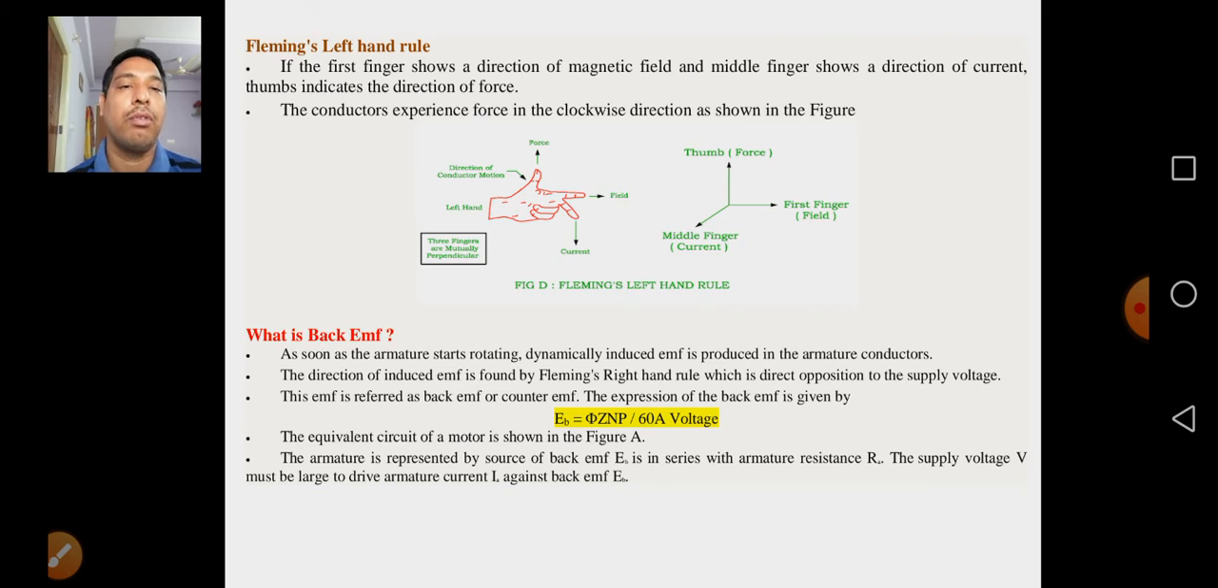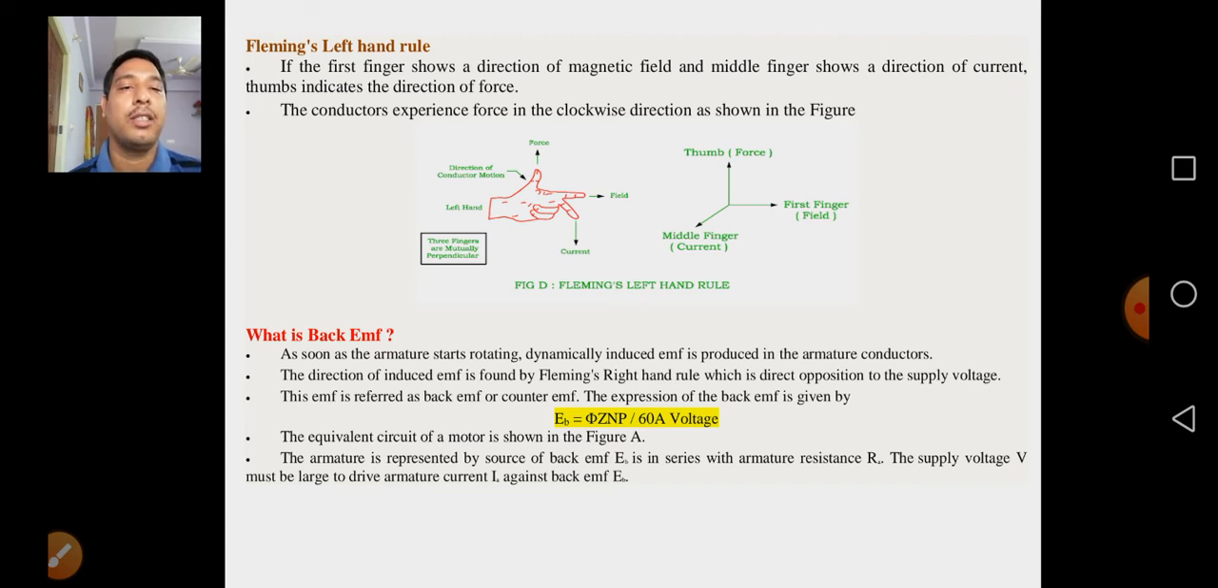And therefore there is no change in the value. Only theoretically we are calling the generated EMF in case of a motor the back EMF, due to the nature of the supply voltage and the EMF produced in the motor; both are in opposing nature. So that's what we call back EMF or counter EMF, and its value is given by the similar value of EG, that is phi Zn by 60 into P by A volts.